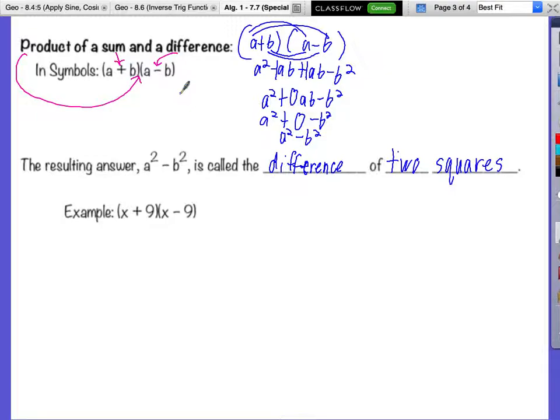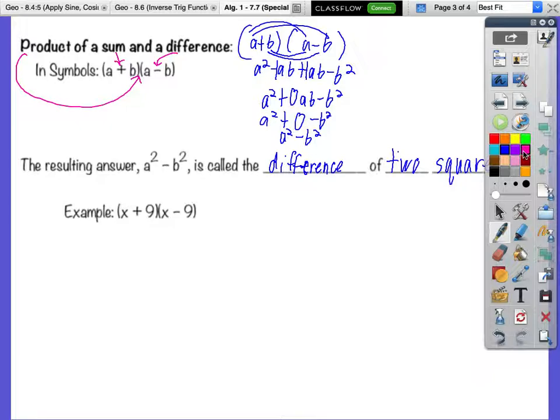So before, on those first 6 we did, they had the same symbol every time. Here, they have different symbols. Let's look at this example right here, x plus 9 and x minus 9, to see if we can see a pattern in what happens when we have different symbols.